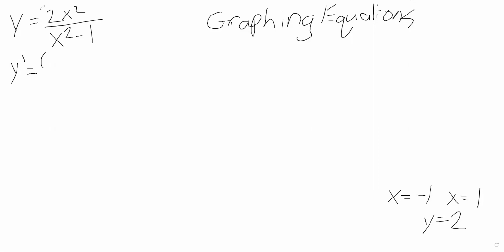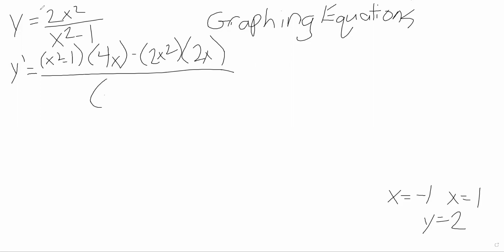If you need to recall how to do it exactly, step by step, I made a whole other video for that. So we have bottom, so x squared minus 1 times the derivative of the top, so 4x, minus the top times the derivative of the bottom, so that's going to be 2x, okay, all over the bottom squared. So that's our first step, is just writing that out.